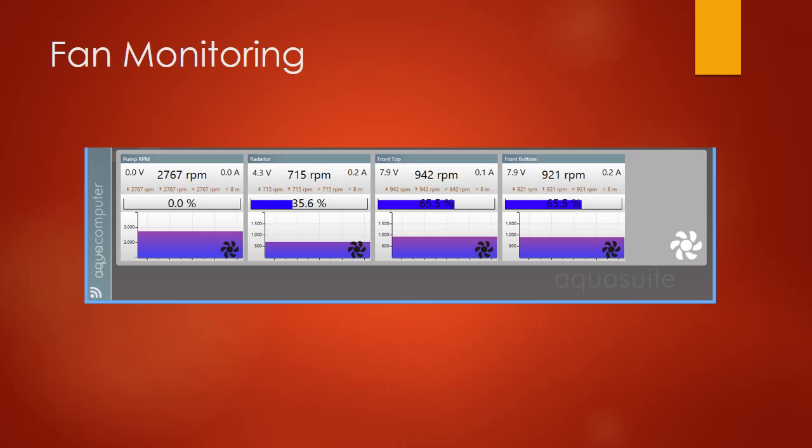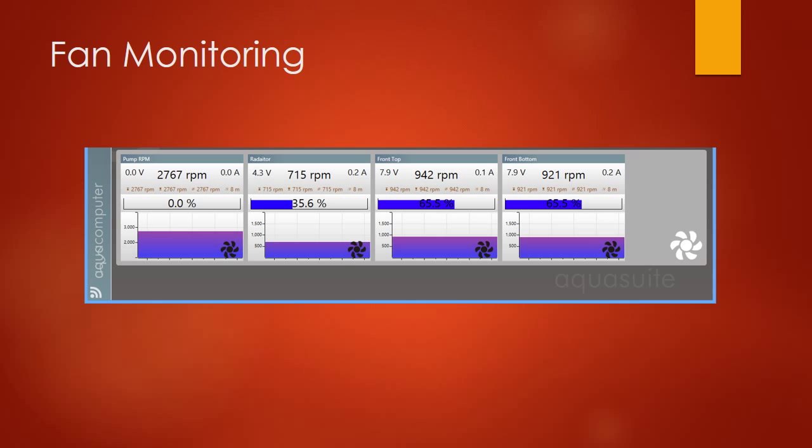And lastly, we have the fan monitoring section of the overview page. Now, if you notice, the pump RPM is coming up as a fan, as my water cooling pump will output a fan RPM signal, and I use this for turning the machine off in case the pump RPM drops below a certain point.